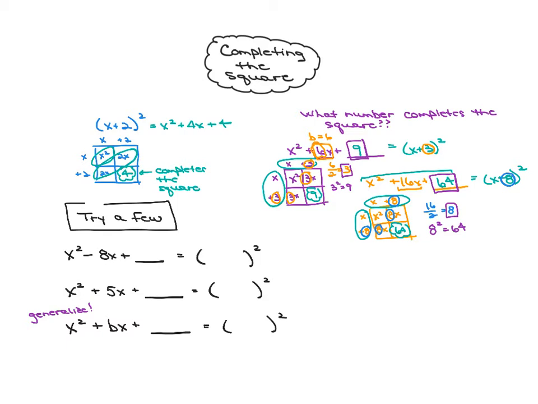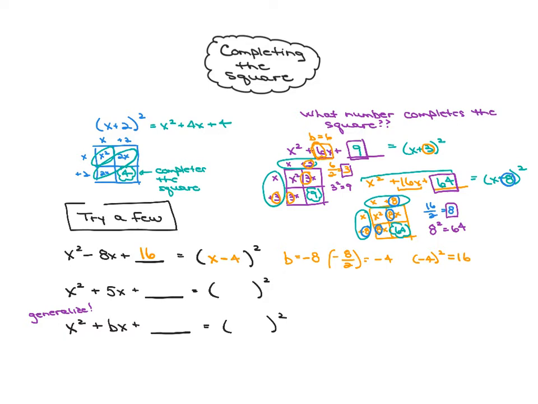All right, welcome back. Let's quickly do the first one. I know b is equal to -8. If I take -8 and split it in half, I get -4. And then if I take -4 and square it, I get 16. So 16 completes the square, and it factors into x plus -4 or x minus 4 squared.